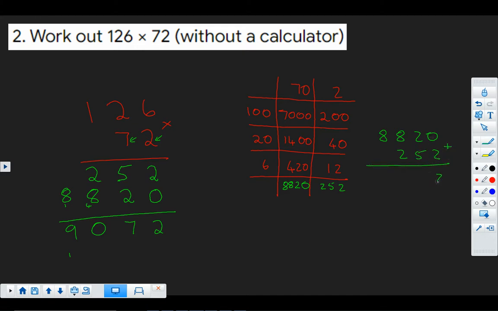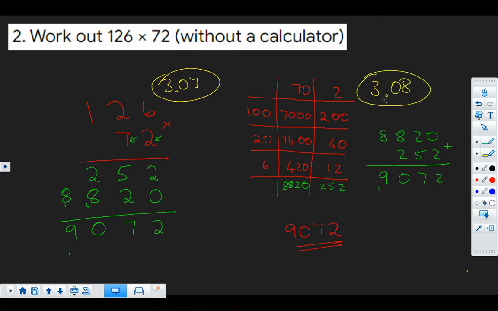0 and 2 is 2, 2 and 5 is 7, 2 and 8 is 0, and 1, 9. Good. So both ways round, I came up with the answer 9,072. If you want to practice the column method, and please only really practice one of these methods, don't try and do both. 3.07 for the column multiplication and 3.08 for the grid multiplication.